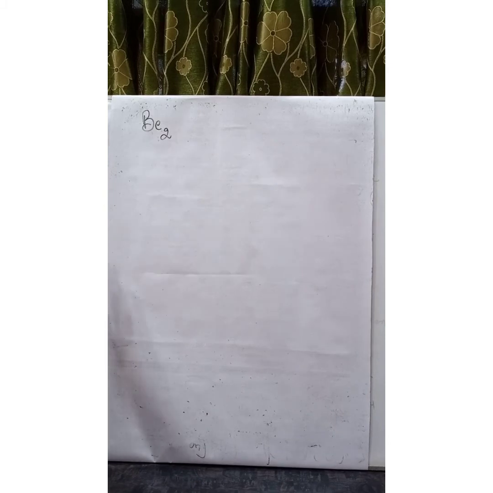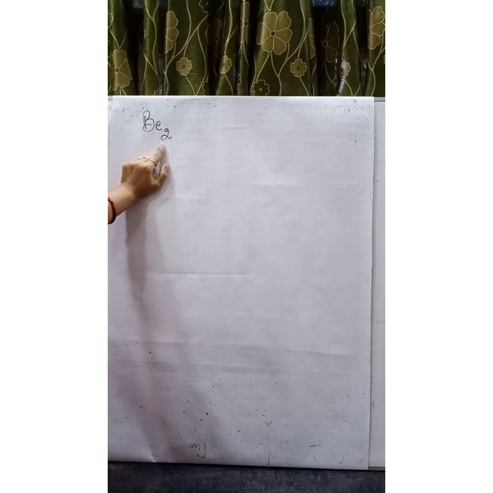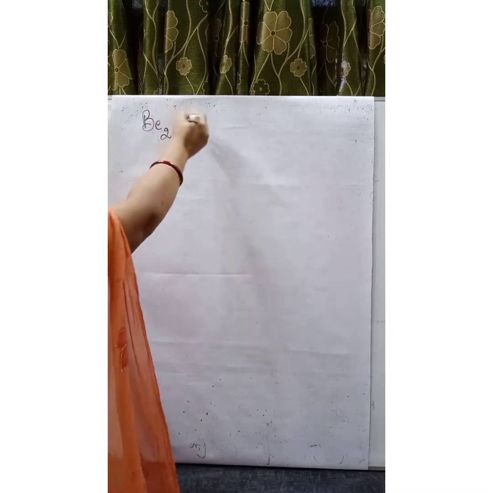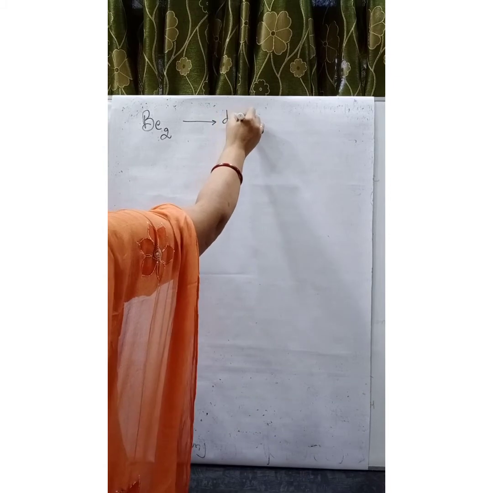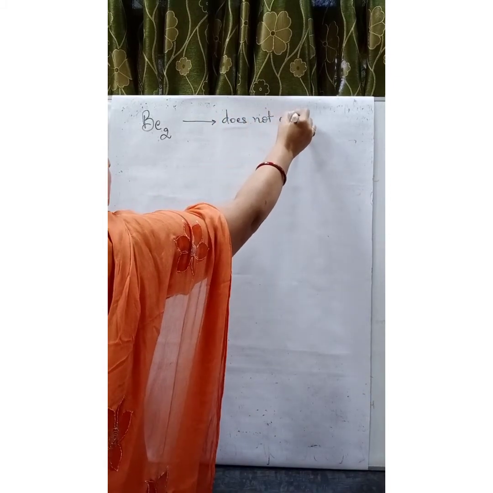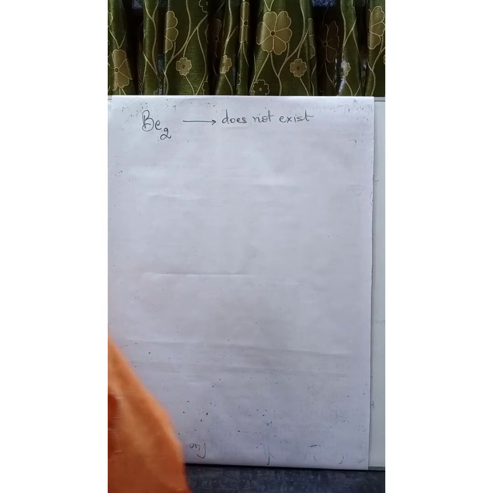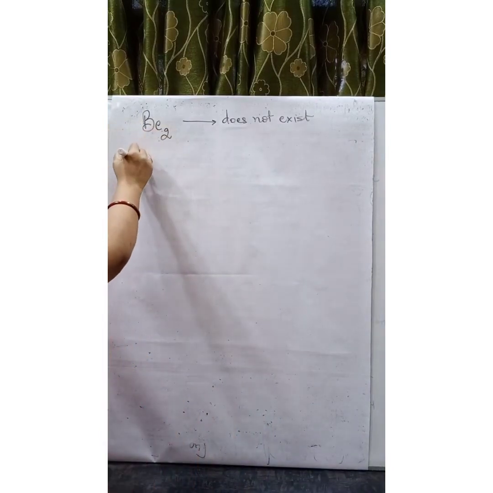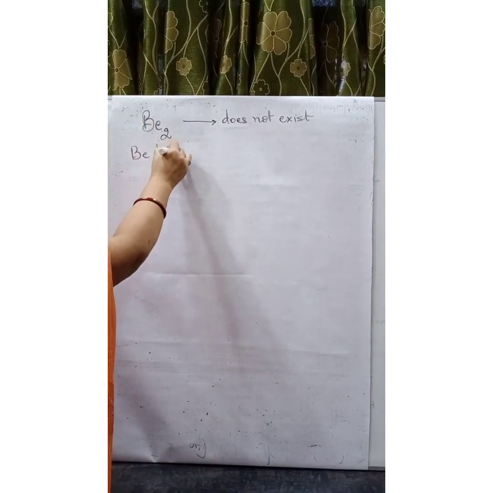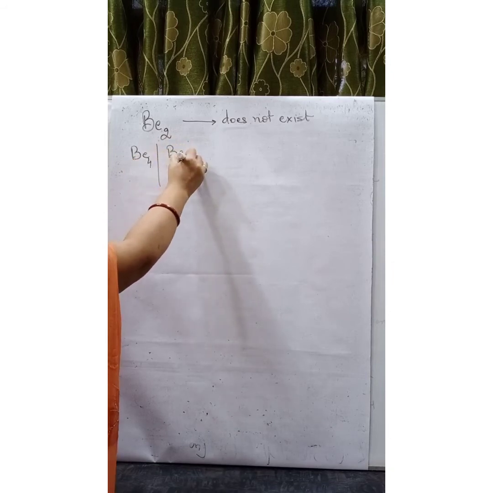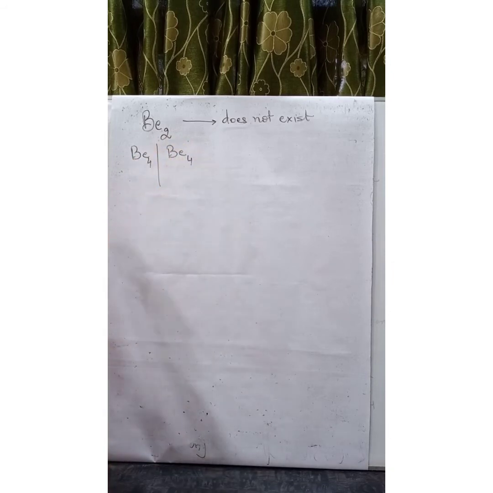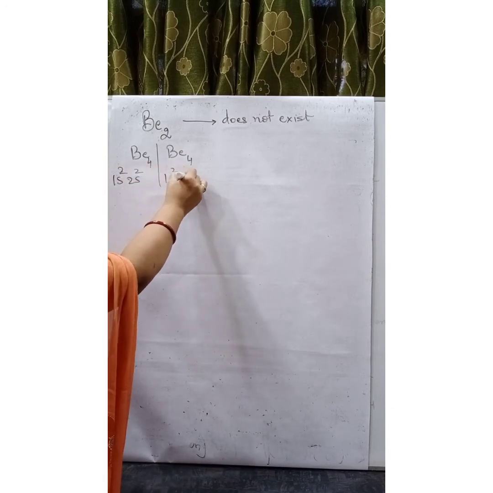Let's understand this with the help of a few examples. Be2 molecule: we have to draw the molecular orbital diagram and write the electronic configuration. It is said that the Be2 molecule does not exist. Let us prove this with the help of the molecular orbital diagram. Be2 means it is made up of two beryllium atoms, and each beryllium atom has atomic number 4. 1s2, 2s2 is the configuration of each one.